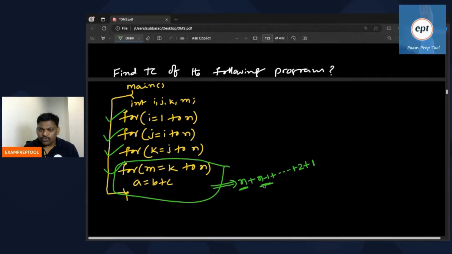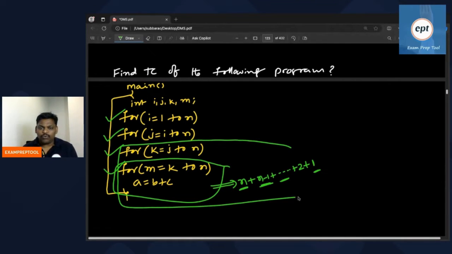So k is equal to 1, this is; k is equal to 2, this is; k is equal to 3, this is; and so on, k is equal to n, this is. So at the end of the k loop and m loop, it is a sum of n natural numbers: n into n plus 1 by 2. Which becomes n square plus n, by 2, with some constant.